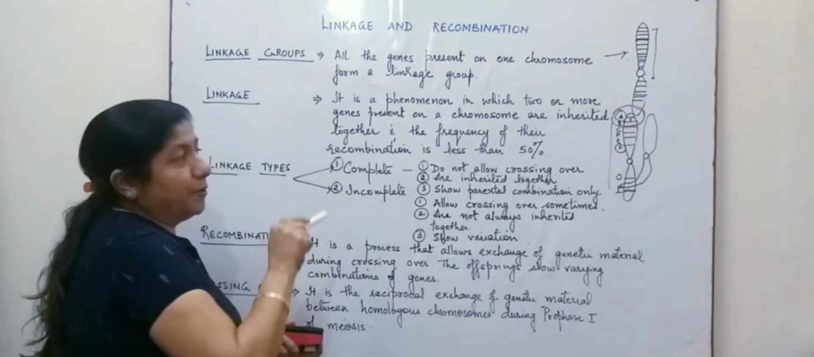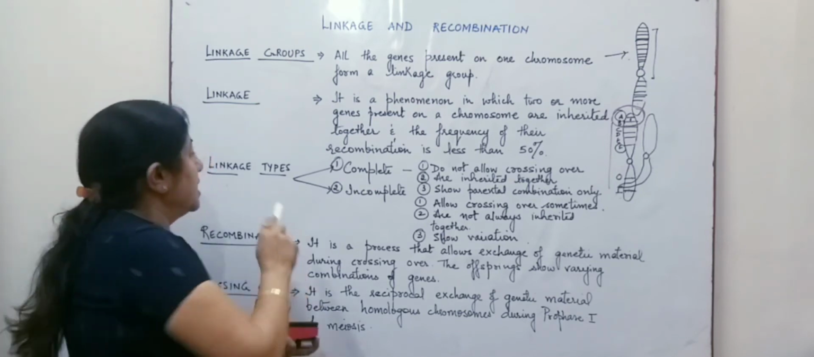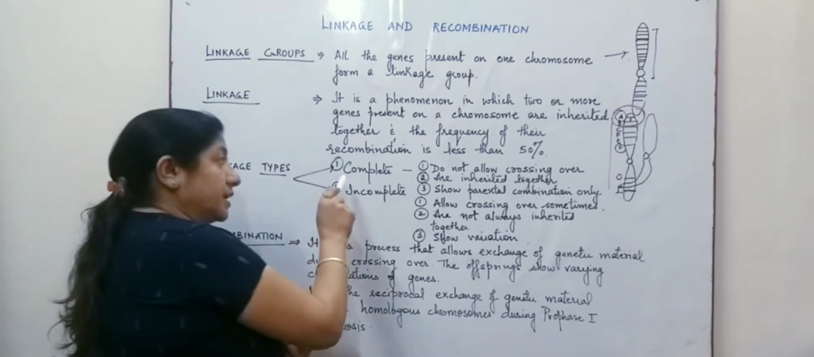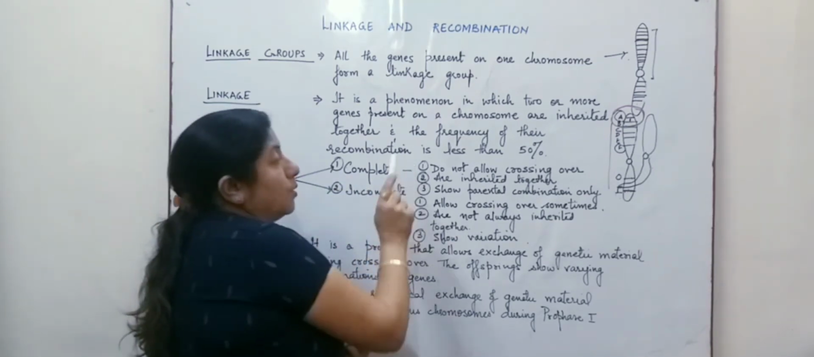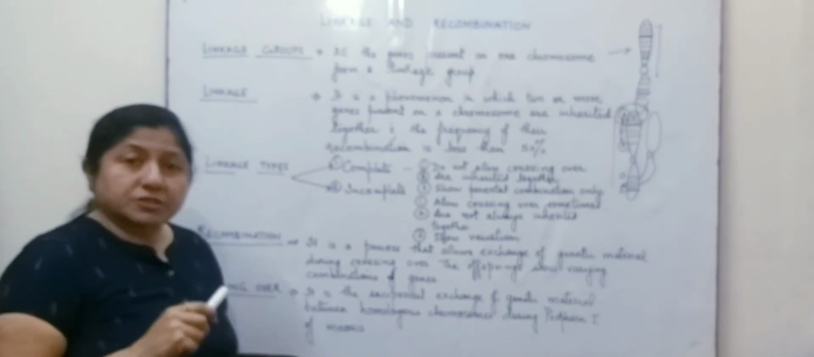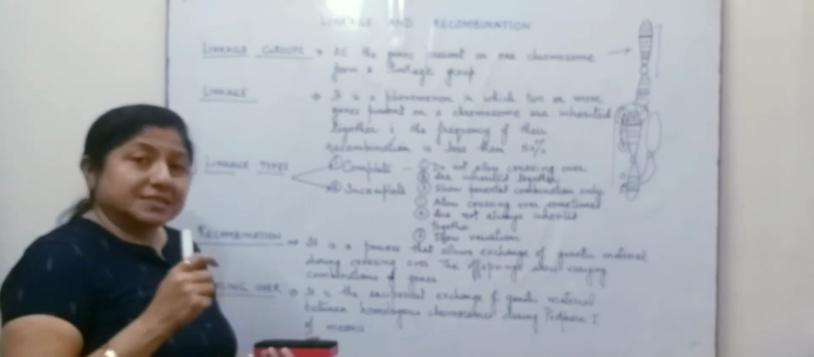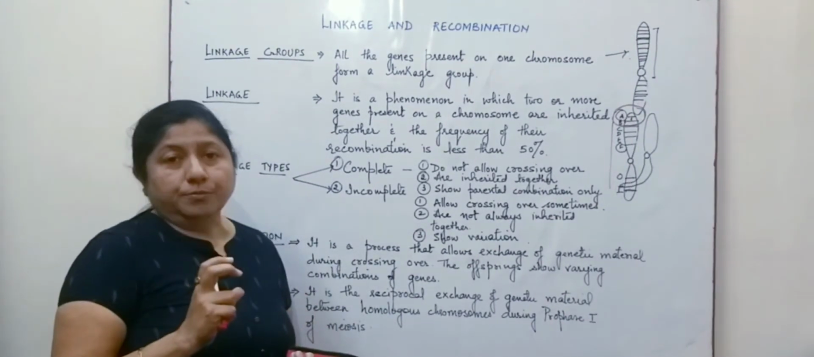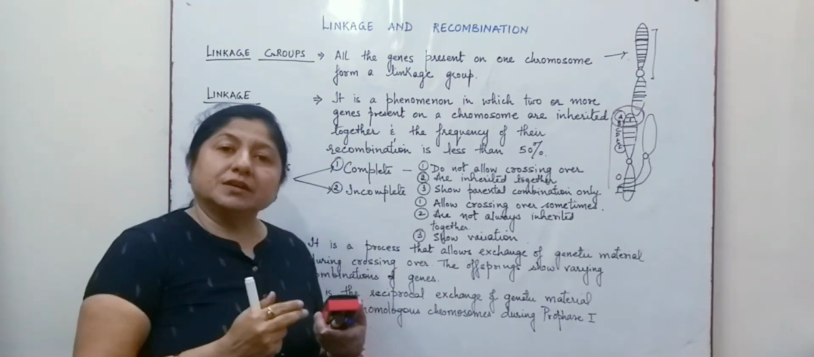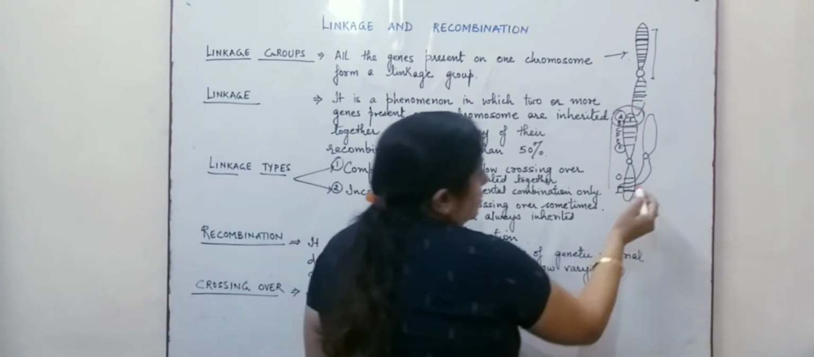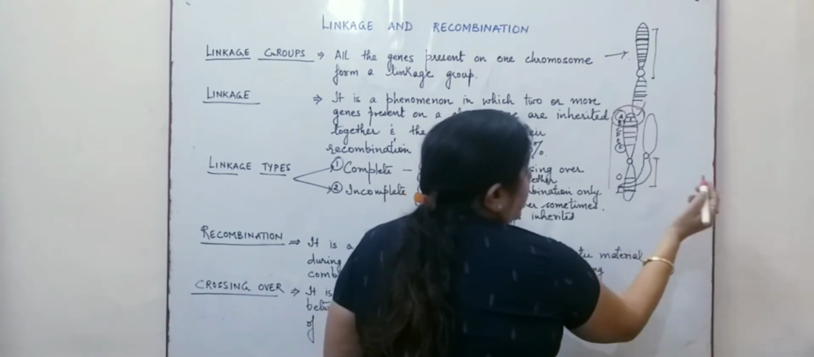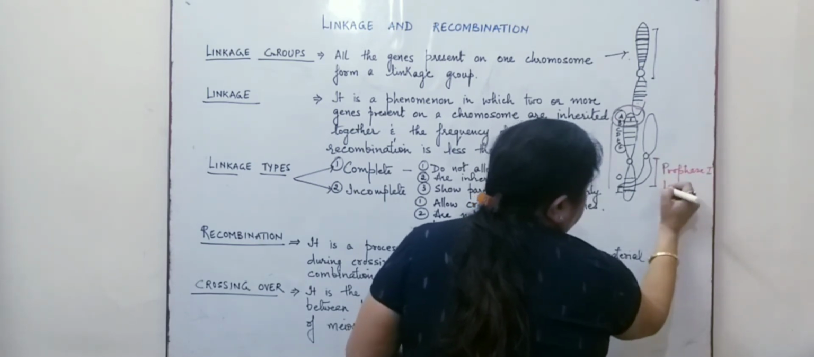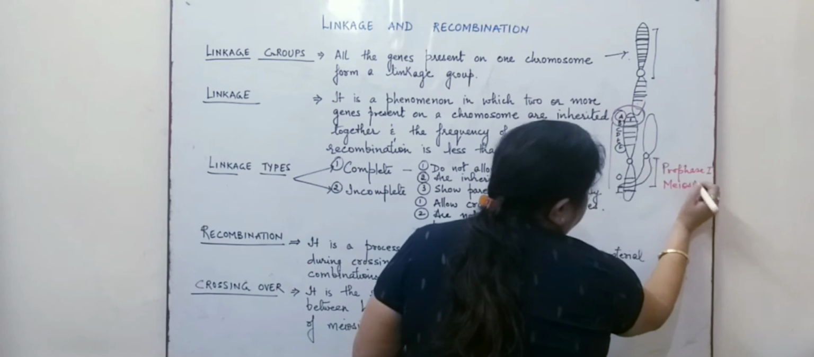Now, depending upon whether it is allowing the recombination or not, the linkage types are of two types, complete and incomplete linkage. The complete linkage does not allow any crossing over. The crossing over is a process that happens between the non-sister chromatids of homologous chromosomes, and it takes place during the prophase stage. So this crossing over which is happening over here is during the prophase I stage, during meiosis, that is the reductional division.